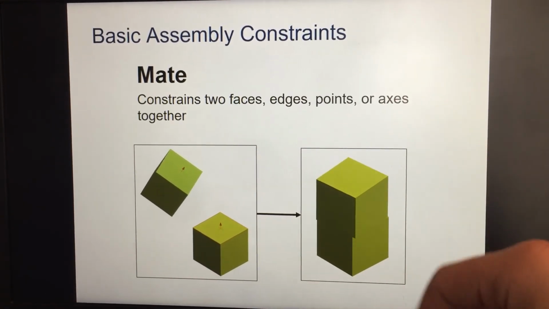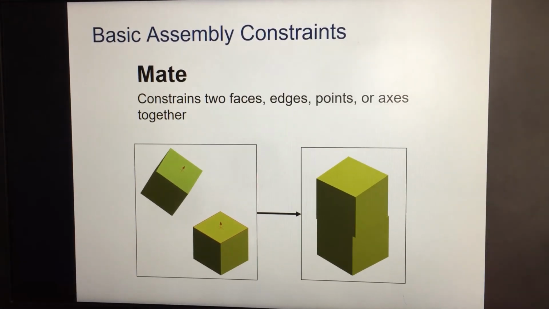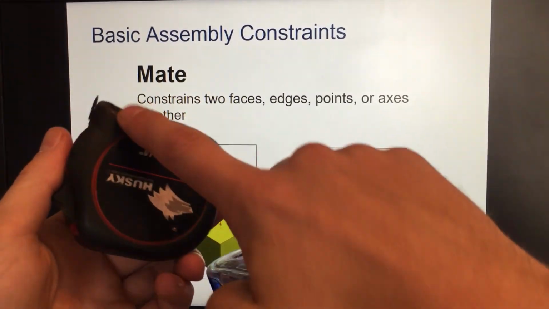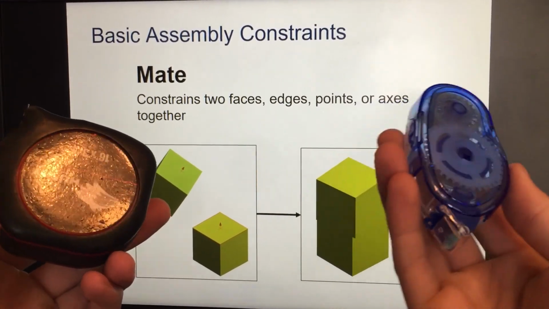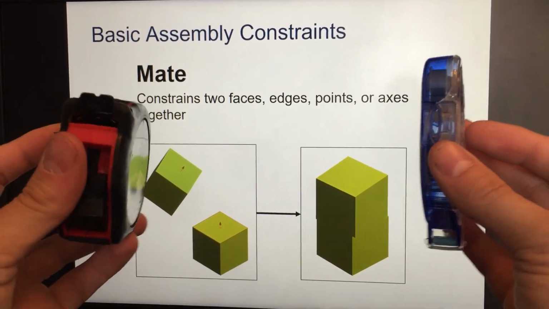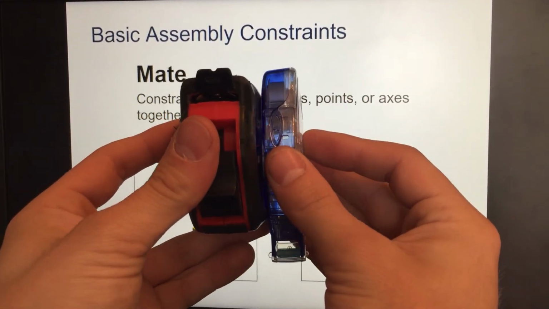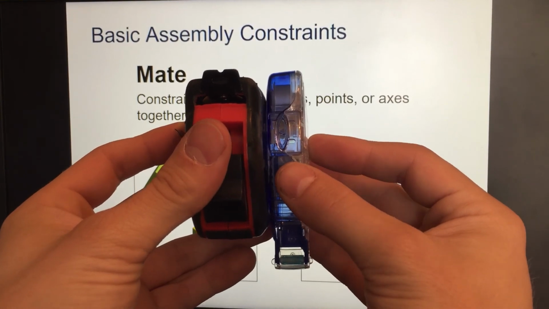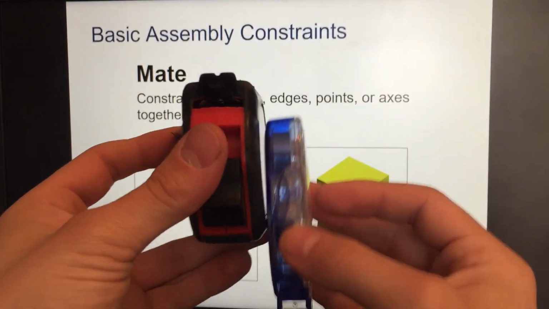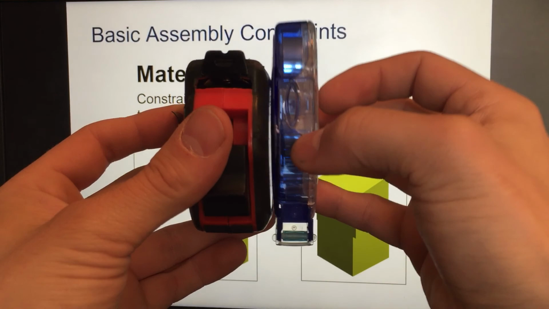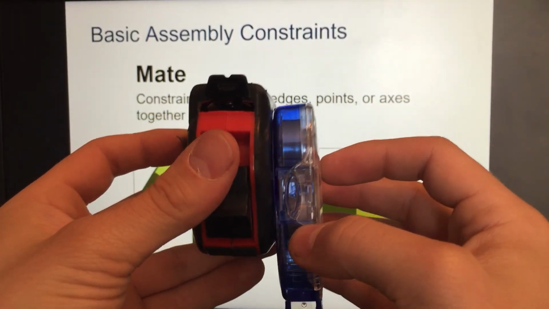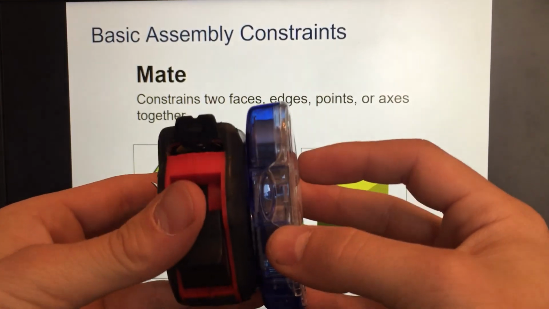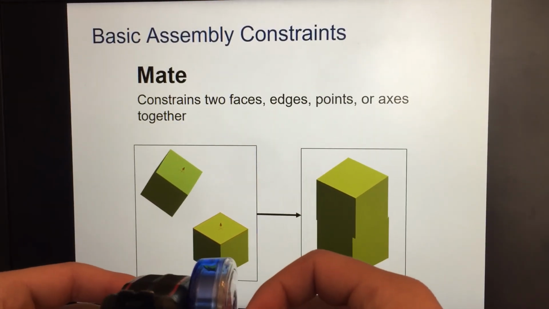So a mate constraint will take 2 edges and constrain them together. For example, if I want to constrain this surface to the surface of this, I would use a mate constraint, and I constrain these 2 surfaces together, and it would lock them together like this. That doesn't mean that it can't go up, down, left, or right. It just means those planes are surfaced together. So that would be your mate.